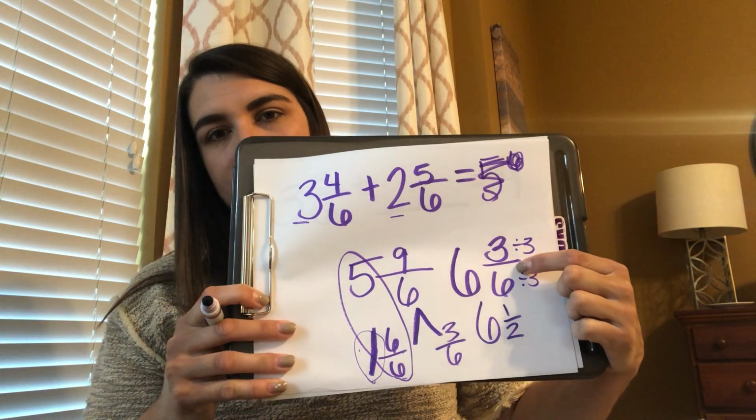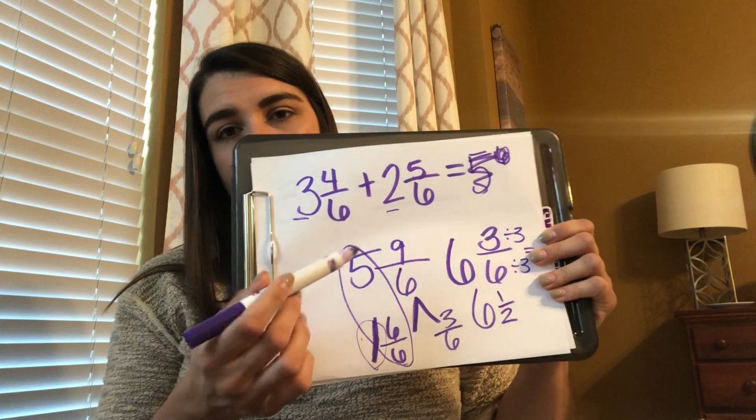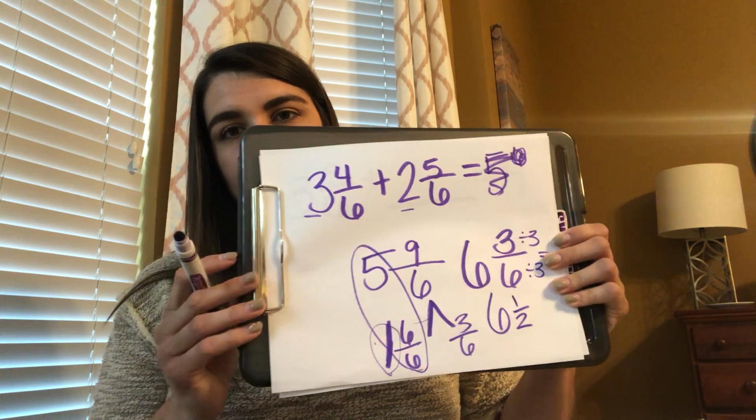But I also would accept 6 3/6. But if you got 5 9/6, you need to make sure you break it apart.